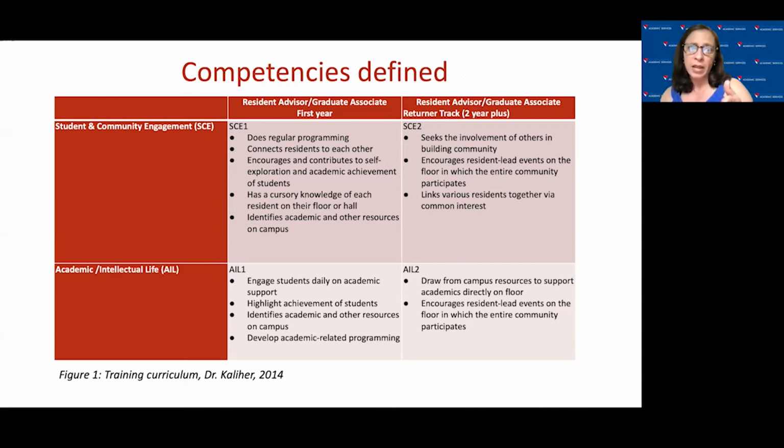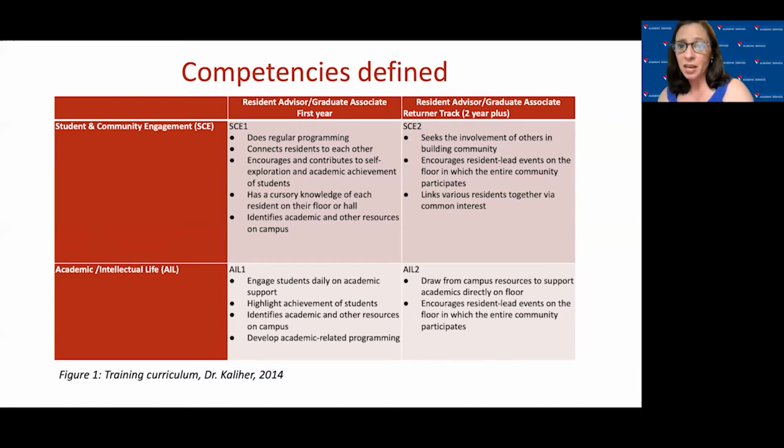And so the RA in the first year, at the conclusion of the first year for student and community engagement, they should be able to know how to do regular programming, connect with each resident on an individual basis, encourage and contribute to self-growth and academic achievement, have courtesy knowledge of each of their students on their floors, and be able to identify academic and other resources.